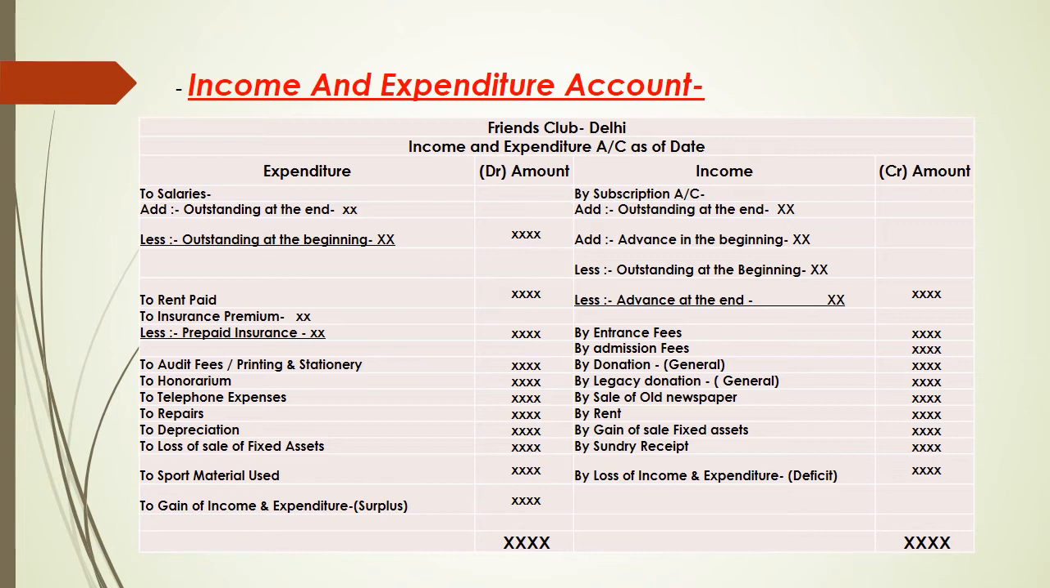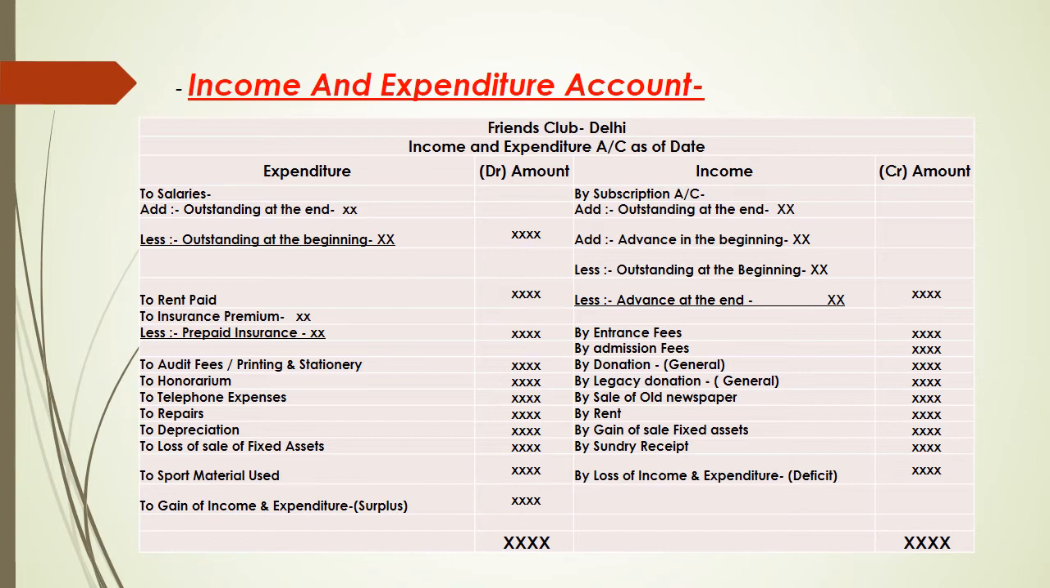In the same case, for insurance premium, if any premium is paid for the next year, that should be deducted from the insurance premium, and the current year charges of the insurance premium should be recorded under the expenditure. Correct, student? So we have to move on.